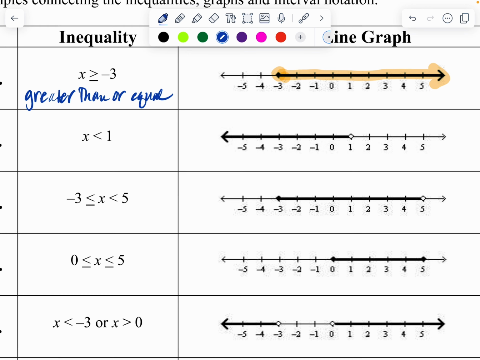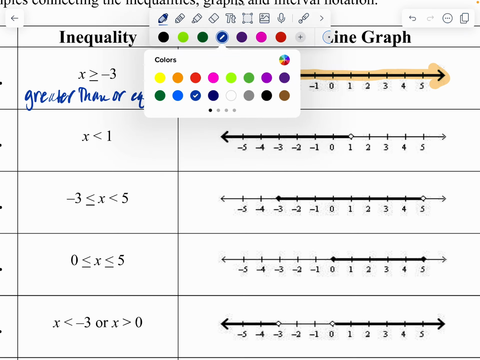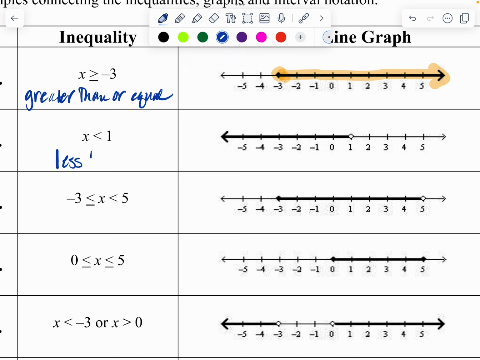All right, this one says that x is less than. When the symbol is shaped like that, this is less than. So x has to be numbers that are less than 1. But it can't include 1. There's no little equal thing here. So x can't be equal to 1. It has to be less than 1.